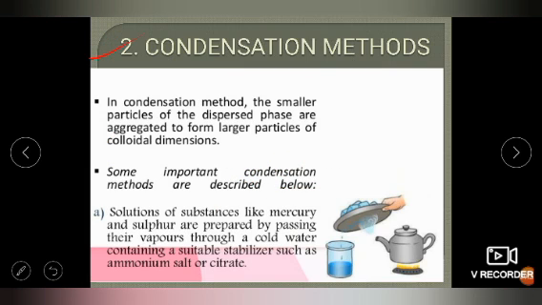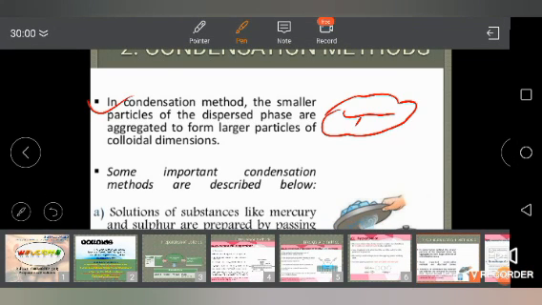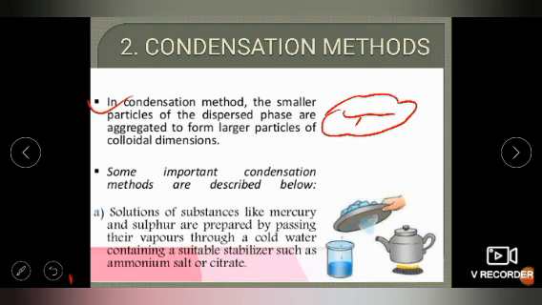So now the second is the condensation method. In this method, as you know very well, the vapor needs to be changed into liquid. When we change gas into liquid, the process is called condensation. As a cloud falls in the form of rain, a cloud converting into rain is the condensation process. In the condensation method, the small particles of the dispersed phase are aggregated to form larger particles of colloidal dimension. Some of the important condensation methods are given below.